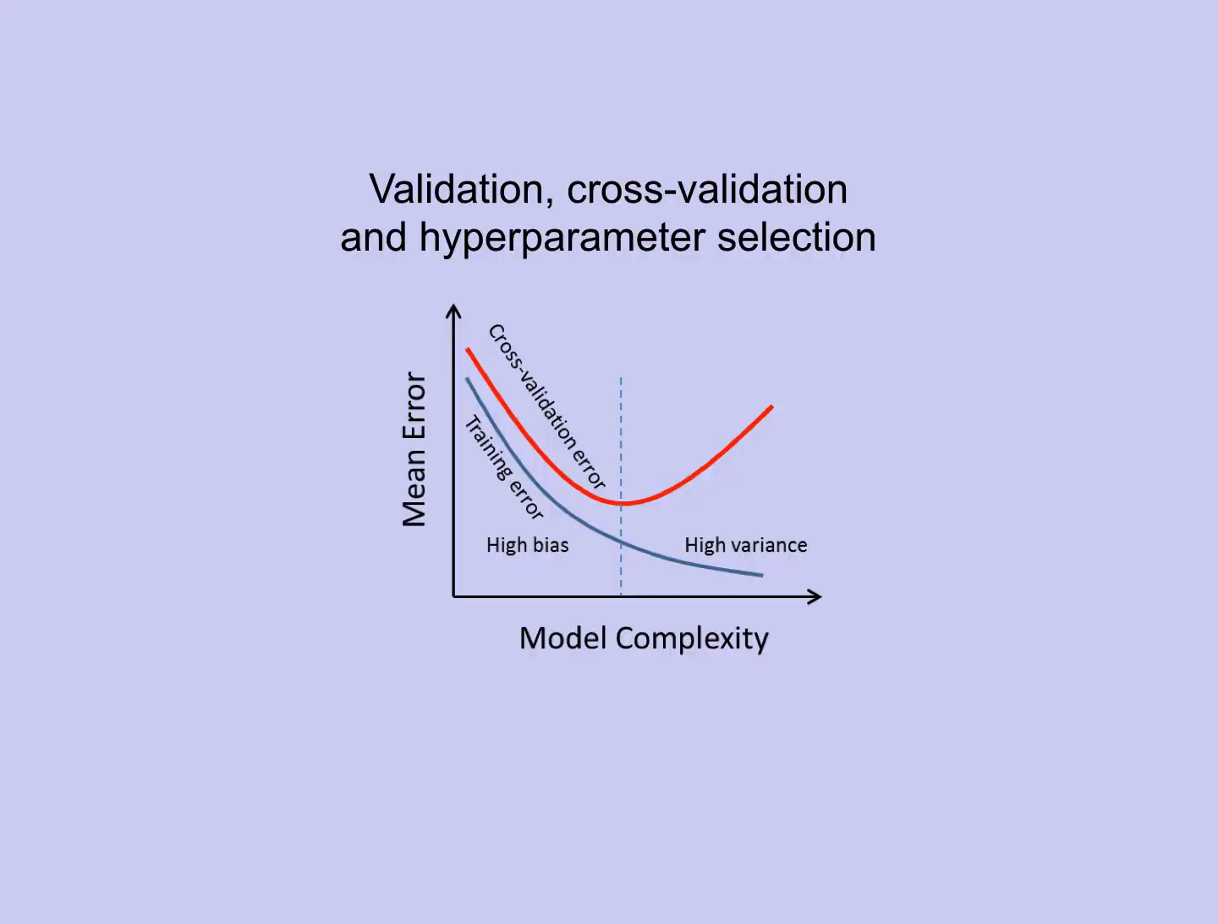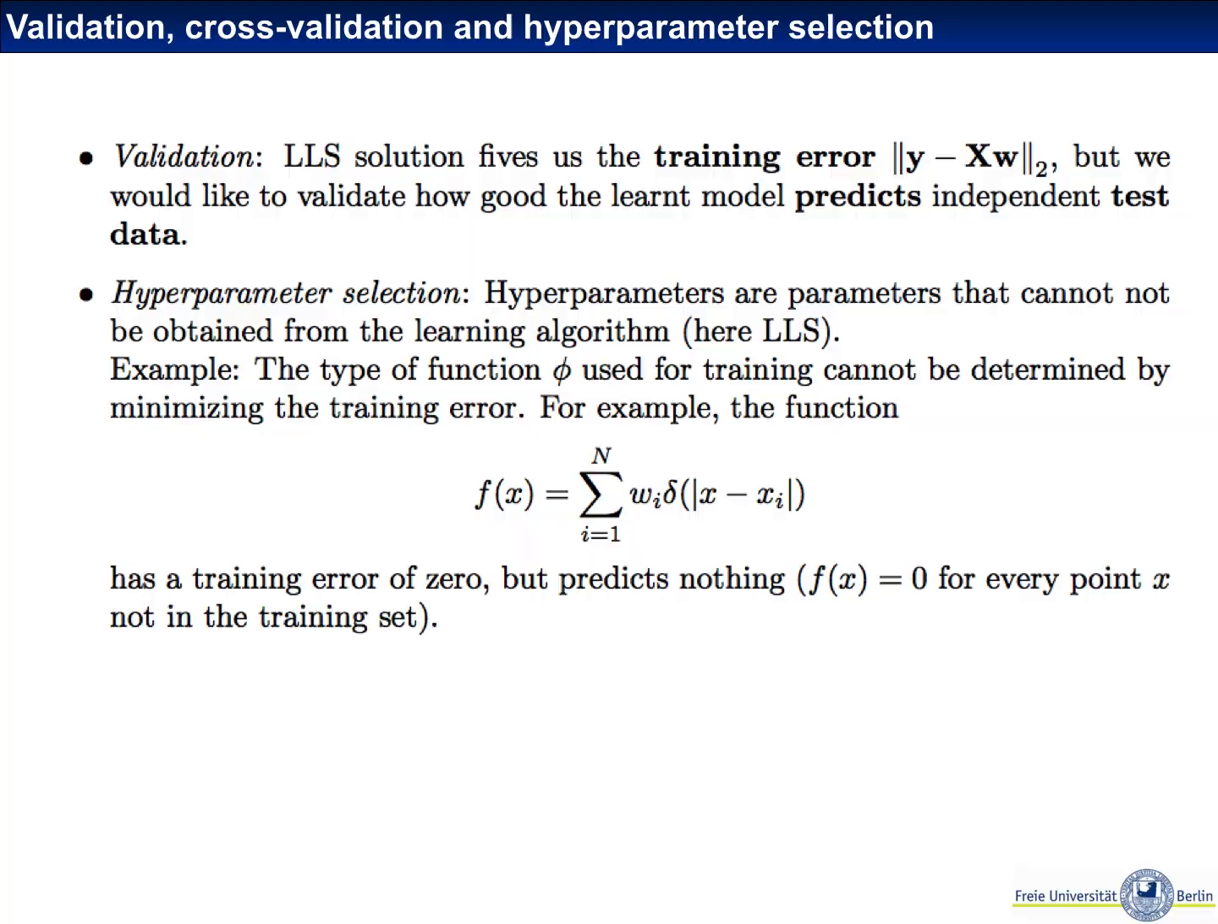So now we have learned something about linear least squares regression. You've learned what a training data set is and what a loss function is. And now we will go to another important problem of machine learning in general, both shallow and deep machine learning. And that is validation, cross-validation, and hyperparameter selection. And the problem of validation is we want to understand how good our model is on data that we haven't used for training. After all, in machine learning, we are interested in making predictions.